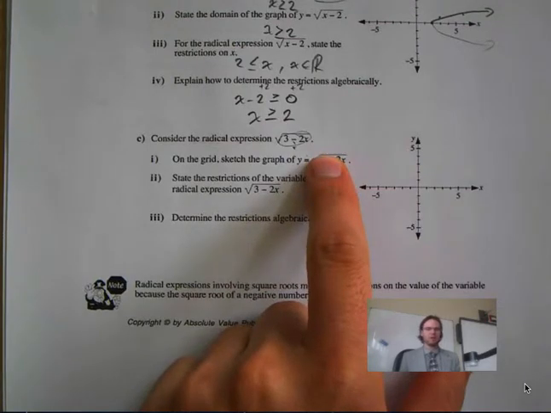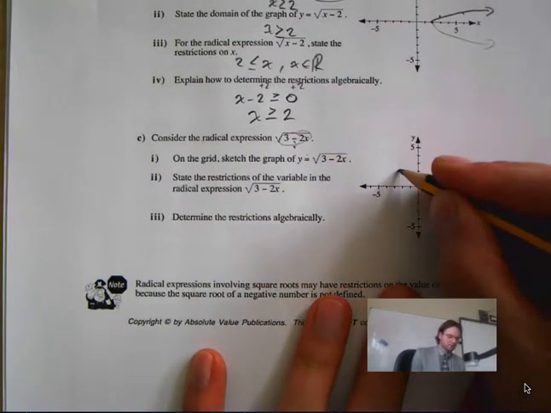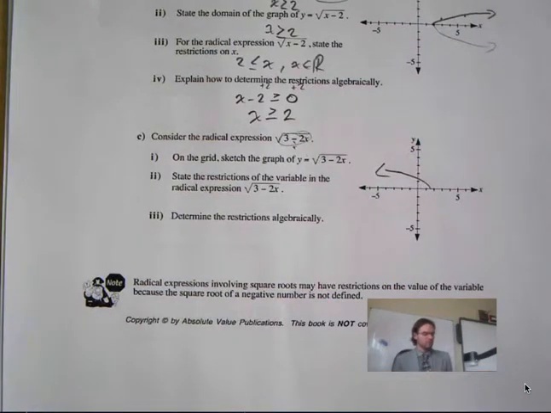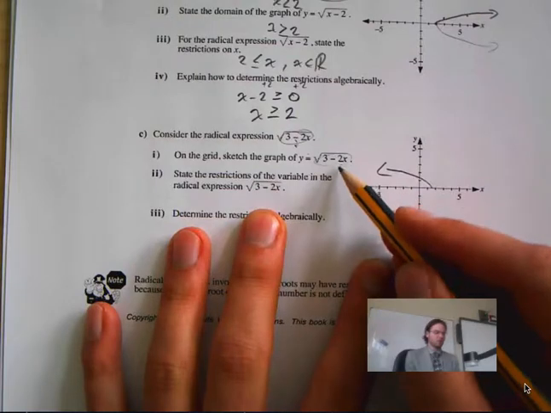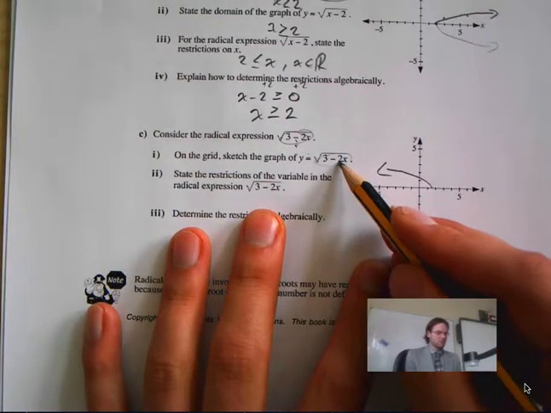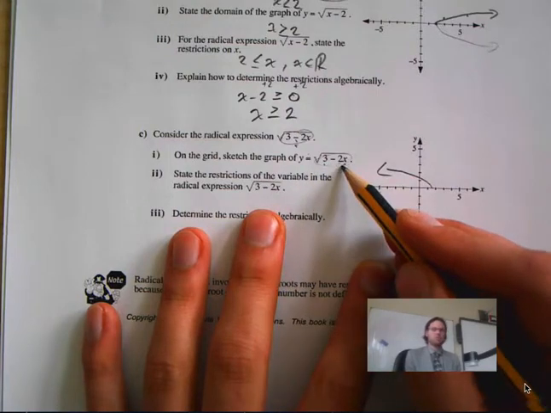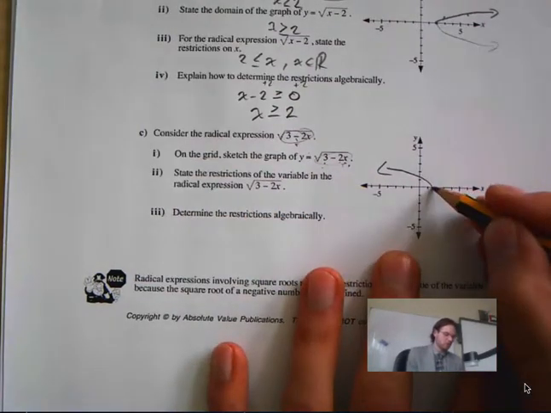So I could put that in my calculator, and I'm going to get something that looks like this. Okay? How do I know that? Well, how do I make this equal to 0? If I double, what do I double to get 3? 1.5. That's how come I know this intercept's 1.5.